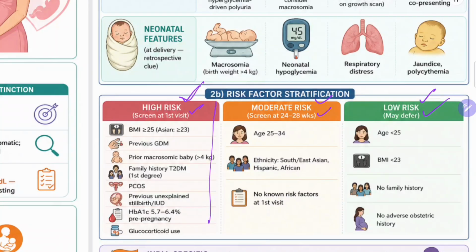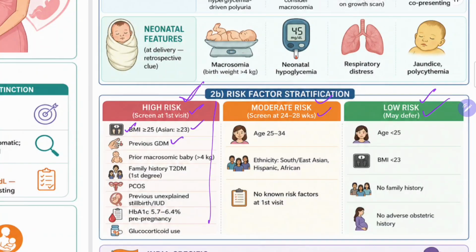Okay. What are the high risk features which suggest screening at first visit? If the BMI is more than 25, or if she is an Asian girl, and the BMI is more than 23. So any Asian girl, like in India, Bangladesh, Pakistan, okay, all. So if an Asian girl is pregnant, then that itself is a high risk feature. So she should be screened at first visit.